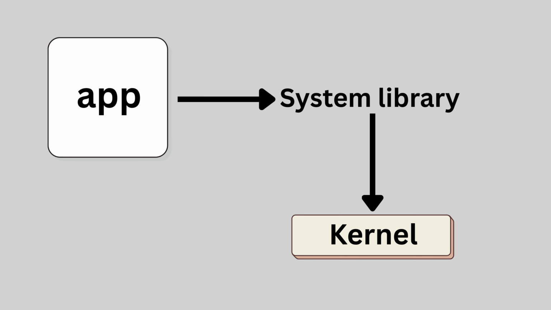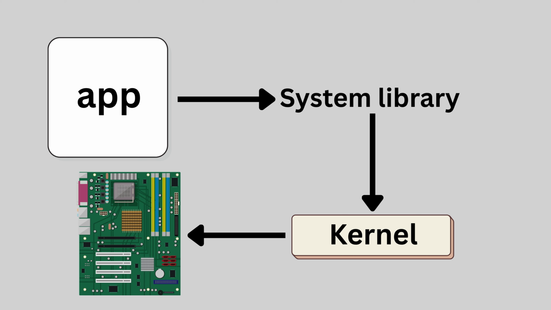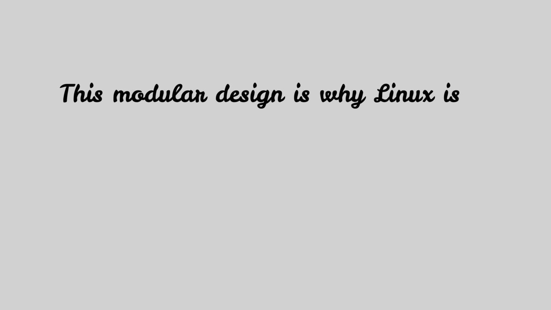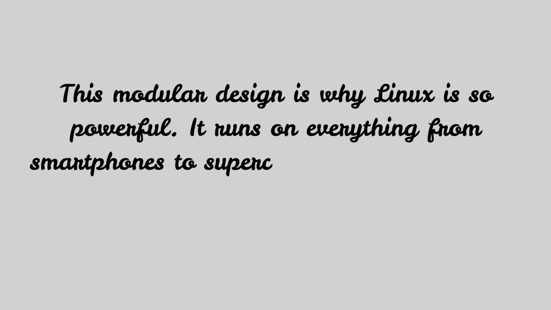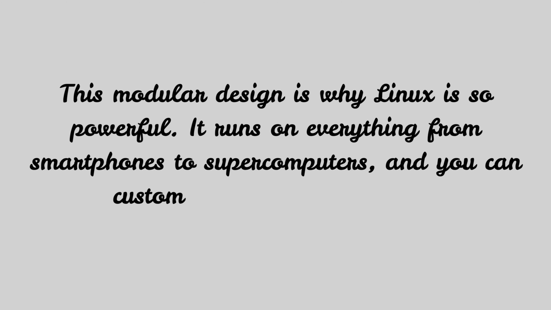So, how does it all work together? When you open an app, it calls a system library, which talks to the kernel. The kernel sends instructions to the hardware, gets the results, and sends them back up the chain. It's a beautifully orchestrated dance, and it happens in milliseconds. This modular design is why Linux is so powerful. It runs on everything from smartphones to supercomputers, and you can customize it to fit your needs.